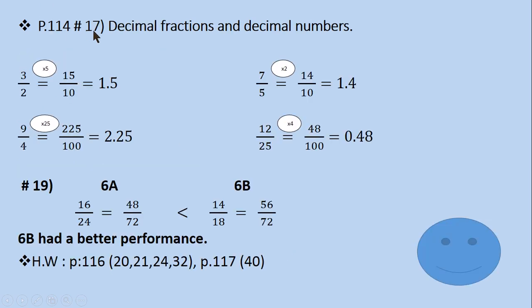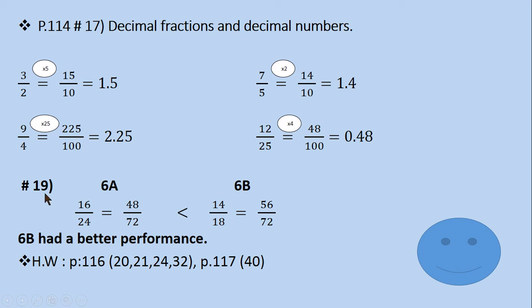Page 114, number 17. How can we write the fraction as a decimal fraction? Write it with a denominator of a power of 10. Also, how can we write it as a decimal number? We change the decimal fraction into a decimal number. 3 over 2 multiplied both by 5 is 15 over 10. Now 15 over 10, remember, as if we have a point here, then we move the point one step to the left in division, it will be 1.5. Continue the rest. Think of the number that you can multiply both of them by to get a denominator of a power of 10: 10, 100, or 1000.